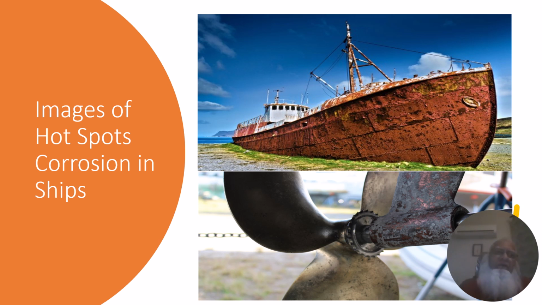This slide shows images of hotspots of corrosion in ships. In the top picture you can see how badly the ship has corroded. Its entire hull, right from the bottom to the top, looks almost gone. The picture at the bottom shows a propeller which has been badly corroded at localized points, which we call hotspots.